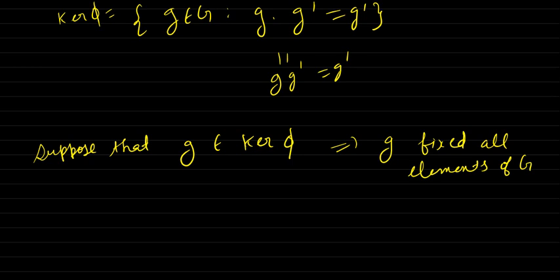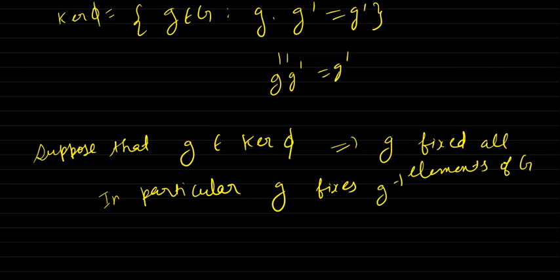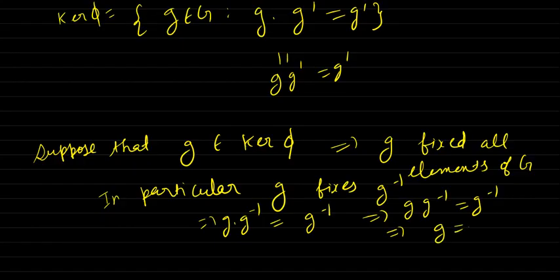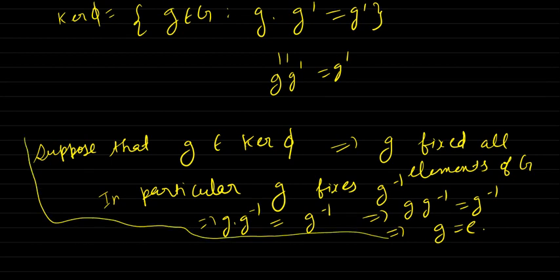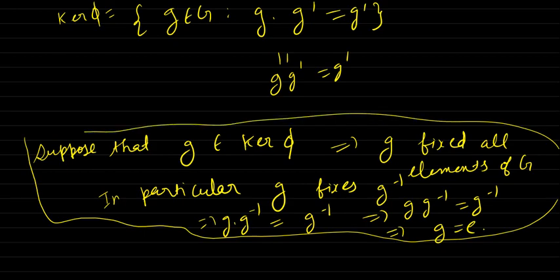In particular, g fixes g inverse. So this implies that g dot g inverse has to be g inverse. But this implies that g inverse is equal to g inverse, so again taking the inverse to the right-hand side, this implies g has to be the identity. So this is also another proof to show that the kernel of phi is just the trivial set. So in this way we are able to show that the kernel of phi is the identity.